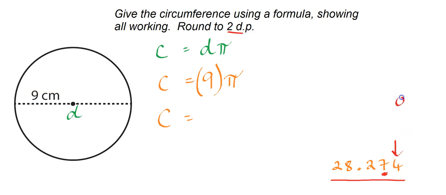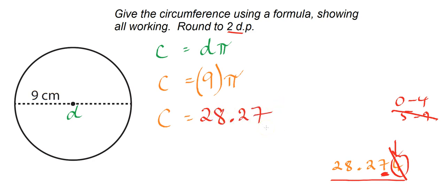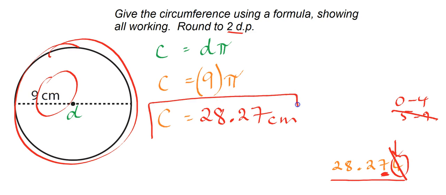It's a 4. 0 to 4, remember, stays the same. 5 to 9, this digit would go up to an 8, but it isn't from 5 to 9. This one is a 4, so it stays as a 7. So the correct answer is 28.27. Include the units of measurement, which are centimeters. It's circumference, it's just length. So that is the final answer.